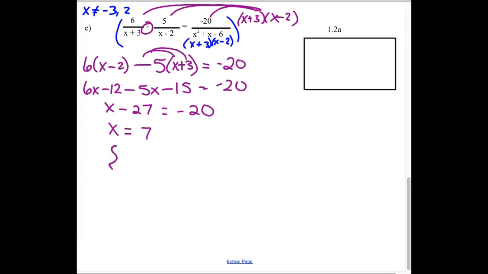All right. It's not one of my excluded values. Again, you can plug it in and check it. If it were a test question, I would definitely do that. Make sure you catch if you made a little mathematical mistake somewhere along the way.